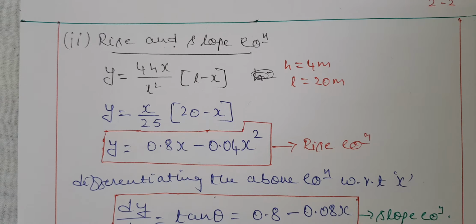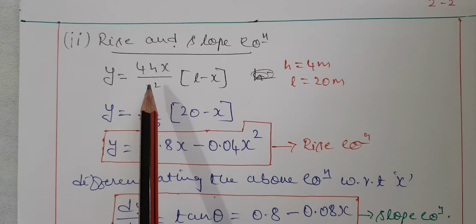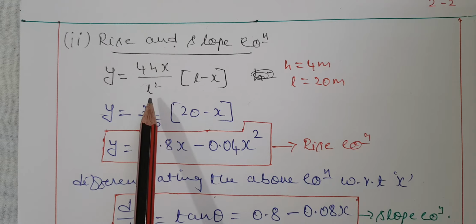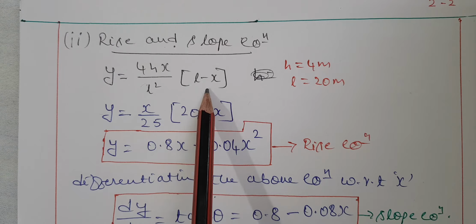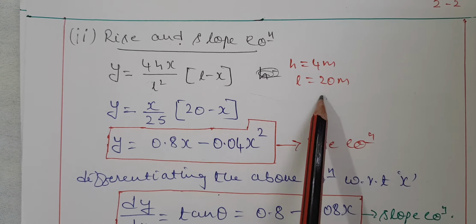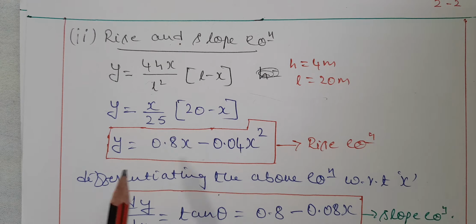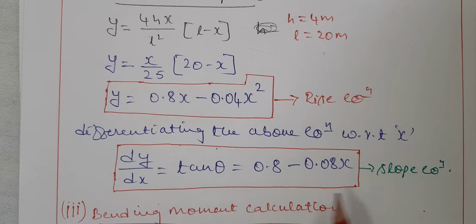After finding the reactions, the next step is to find the rise and slope equation. For that, we know it is a parabolic arch. For a parabolic arch, the y equation will be 4hx divided by L square, whole multiplied by L minus x, where L is the span, it is 20 kilonewton, and h is the rise, it is 4 meter. Substitute this in the above formula, you will get this equation. That equation is called the rise equation. If you differentiate this equation with respect to x, you will get another equation called the slope equation. Okay, that is what is shown here.